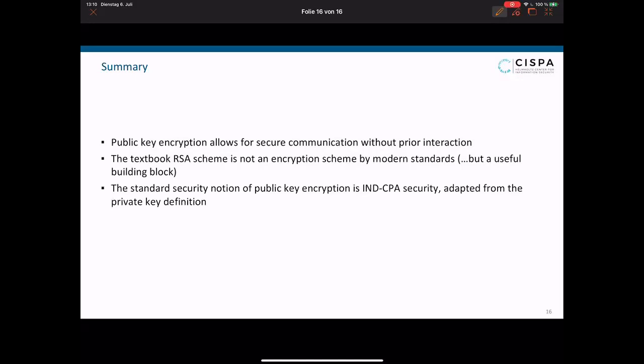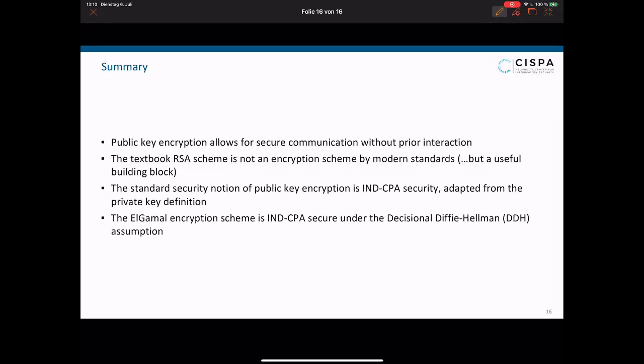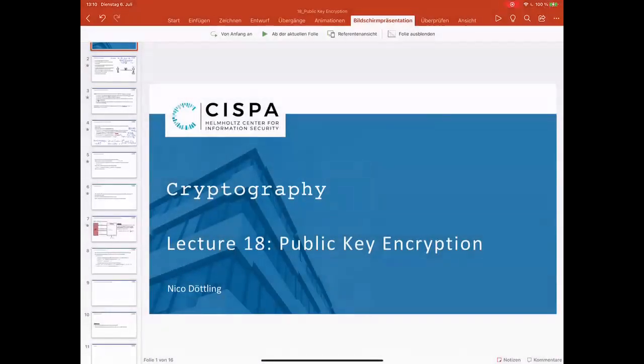The standard notion of security for public key encryption is CPA security. And here we have essentially just adapted the notion from private key encryption. Historically, it was the other way around, but who cares for now? And the El-Gamal encryption scheme is a CPA secure public key encryption scheme under the decisional Diffie-Hellman assumption. In a way, it's just the Diffie-Hellman key exchange protocol rewritten as a public key encryption scheme. All right, so let's close with that and get into the next thing.